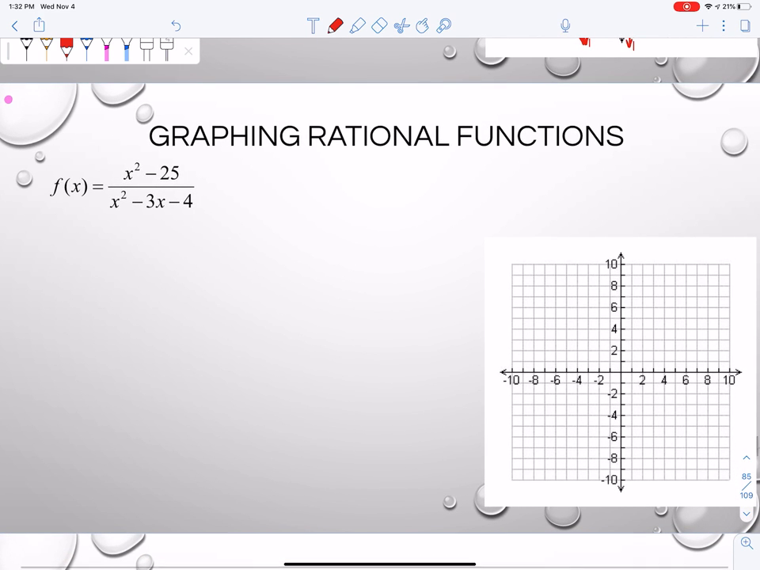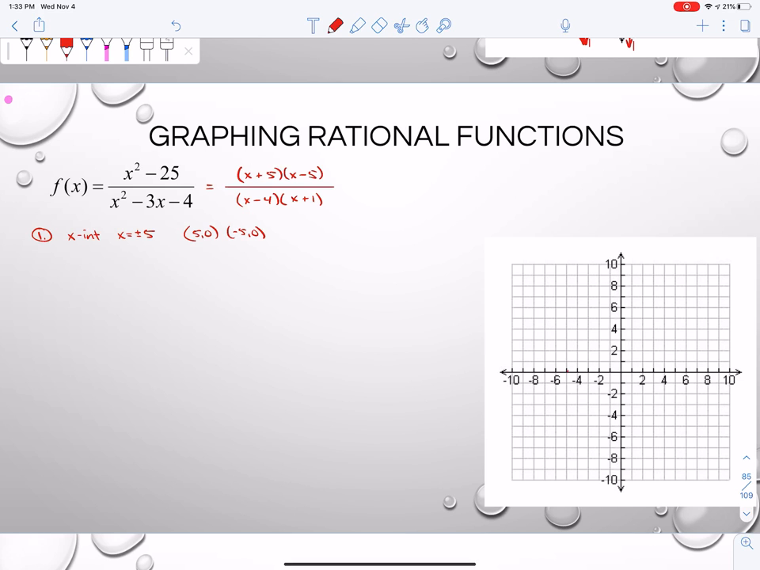Let's do another one here. All right, so I've got f of x equals x squared minus 25 over x squared minus 3x minus 4. Again, very first thing I want to do, I want to go through and I want to factor. Okay, so you're going to get x plus 5 times x minus 5 over x minus 4 times x plus 1. Again, in this case, I notice that nothing is going to cancel, so step 1, we're going to go to my x-intercepts. All right, I'm going to get x equals plus or minus 5, or I'm going to have 5, 0, and negative 5, 0.